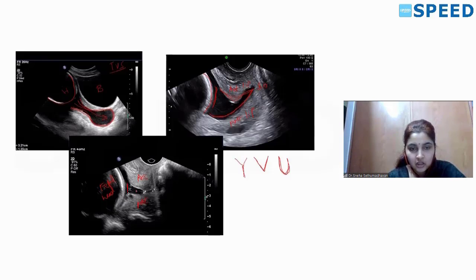Now can you see here also the internal os is opened and here it is a Y-shaped opening. It is open till here but it is closed closer to the external os. It is not fully opened up yet. So this will be Y-shaped incompetence. It is still in the beginning stage of the incompetence. So these are some of the ultrasound images of cervical incompetence.